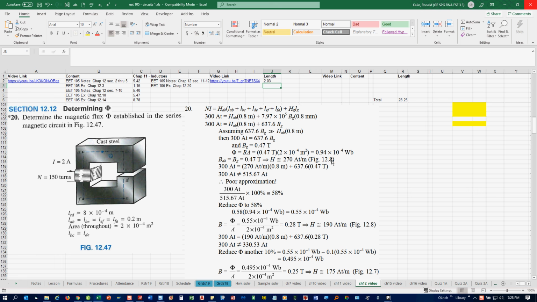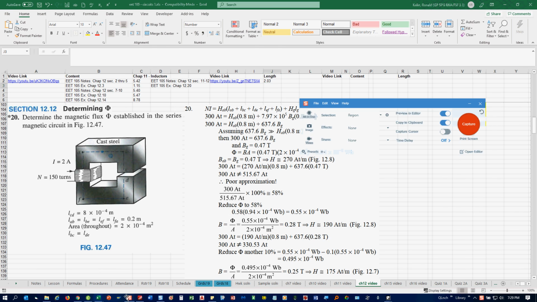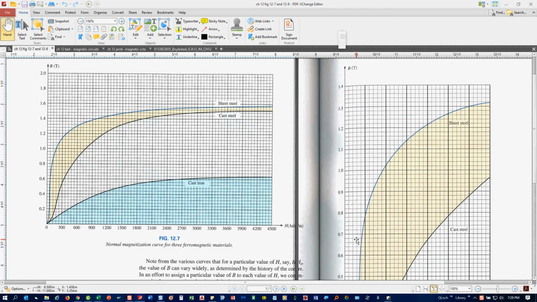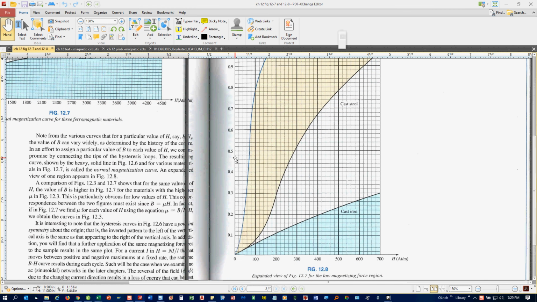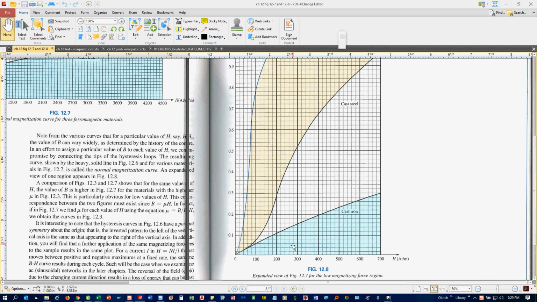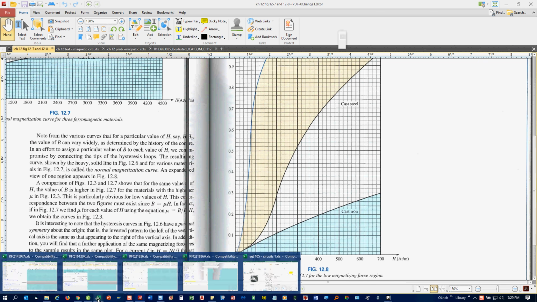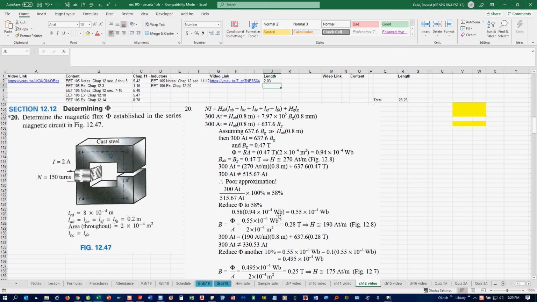So then from figure 12.8, you're given for cast steel 0.47 Teslas. Cast steel 0.47 Teslas is about right here. So that'd be what, like 280 or so for your value of H. They said, what did they say? 270.